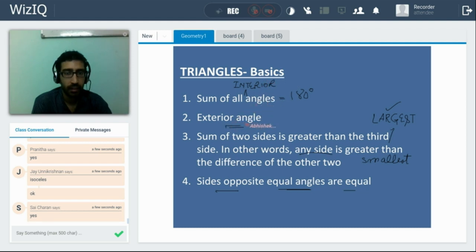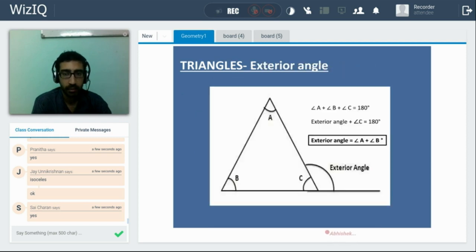What is an exterior angle? We've already done a question on exterior angles. Again, let me explain that through this diagram. Let this be triangle ABC. I have three angles, angle A, angle B, and angle C, and this is the exterior angle. This is what you should remember. This is not the exterior angle. For angle B, say, this is not the exterior angle, this is the vertex angle B.